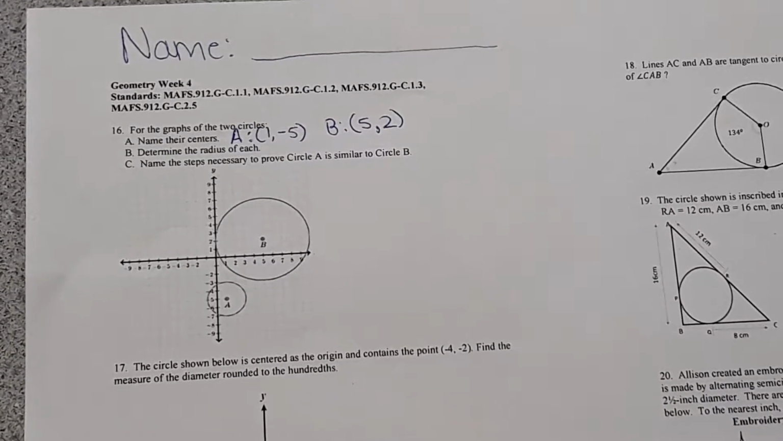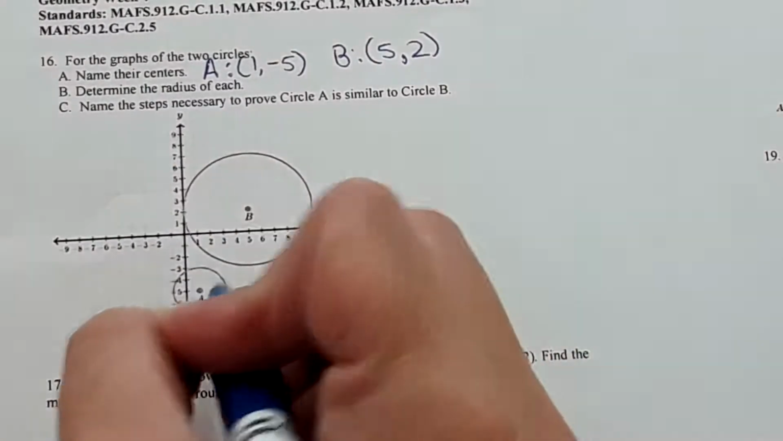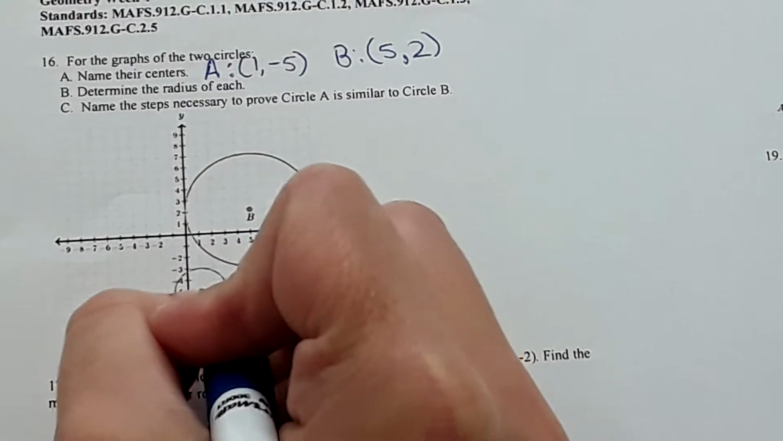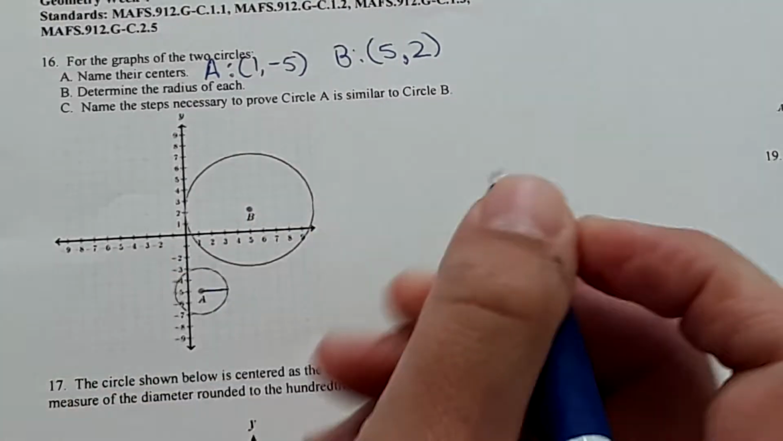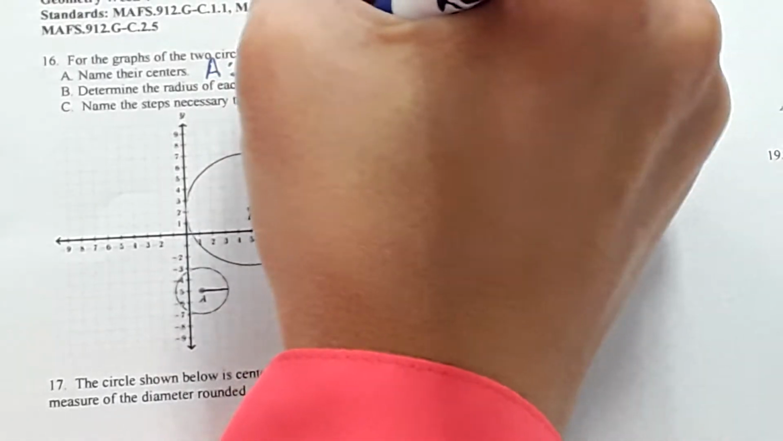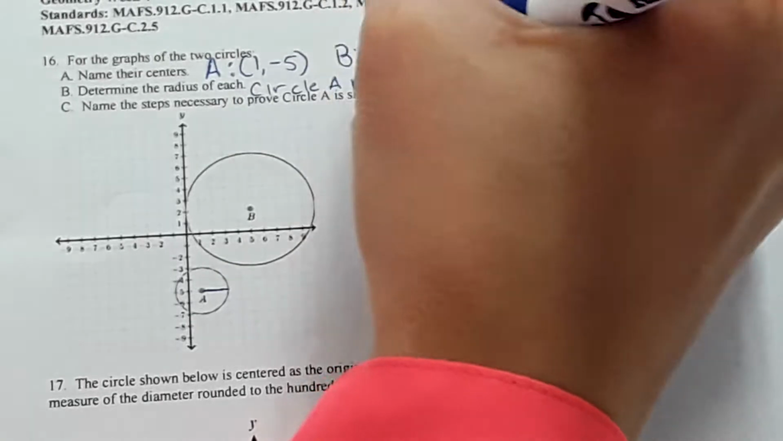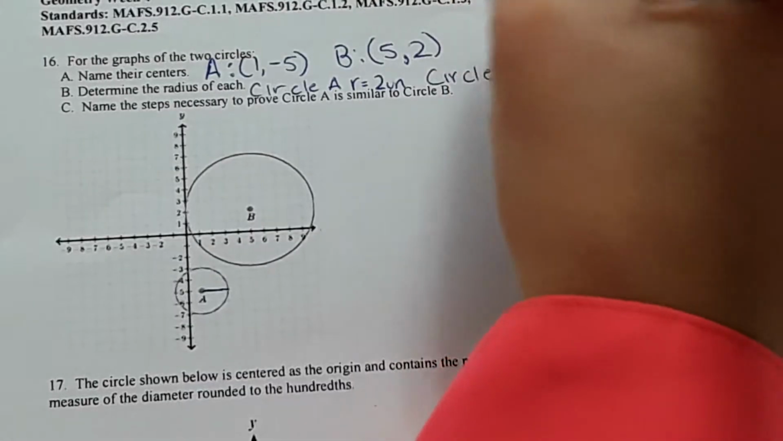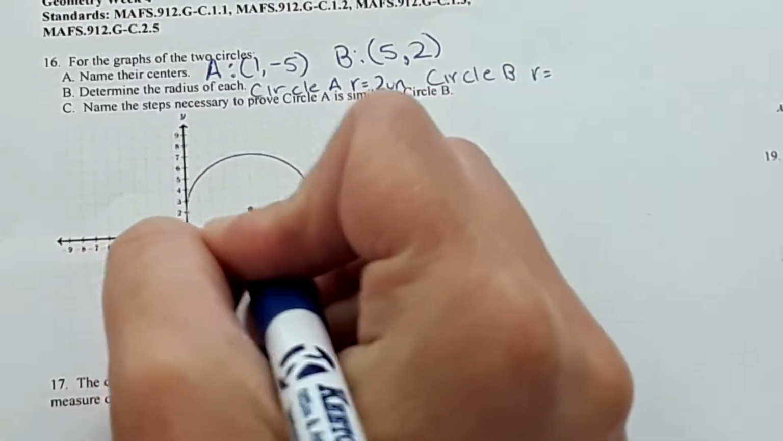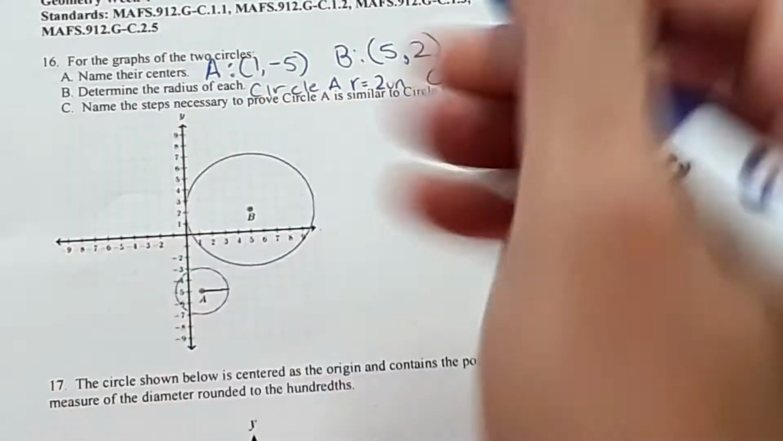Okay, and then it says to determine the radius of each. The radius is just the distance from the center to the outside of the circle. So for circle A, it is 2 units here. So for circle A, the radius equals 2 units. And then for circle B, the radius equals, it's at 5, and it goes to this line here, so that'll be 5 units.